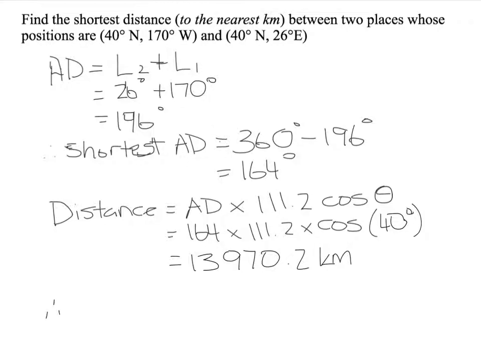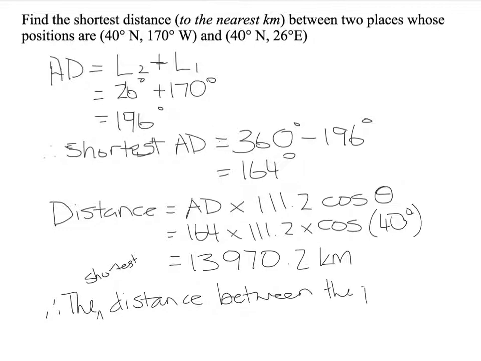It's asked me to round to the nearest kilometre, therefore the shortest distance between points is 13,970 kilometres. So 0.2 means I just keep it the same.